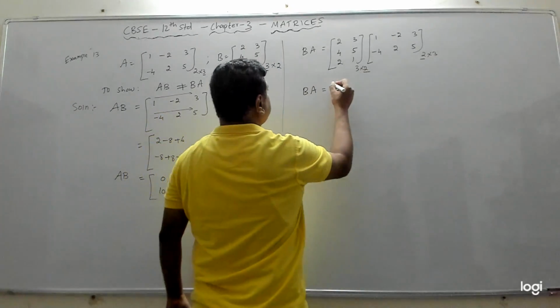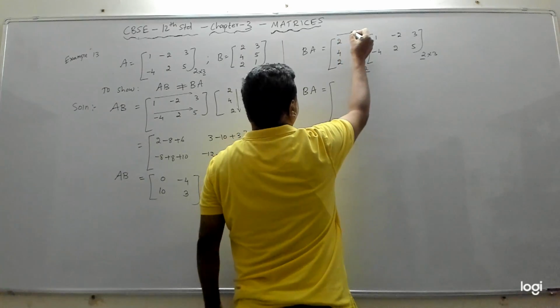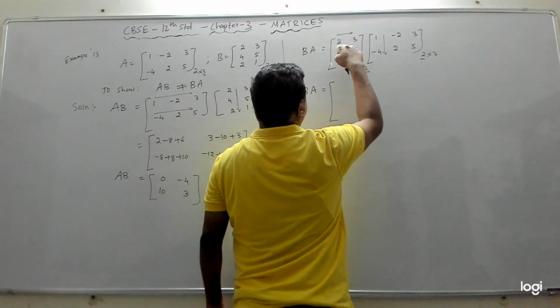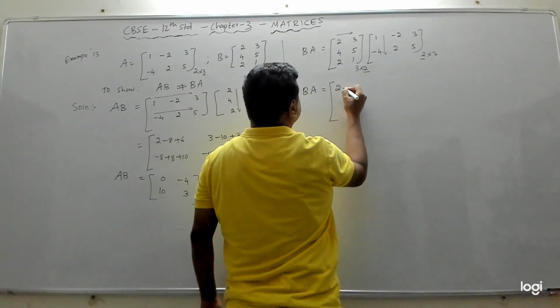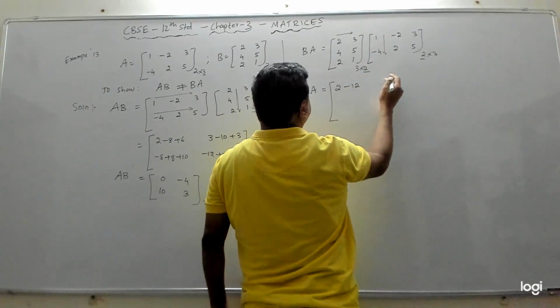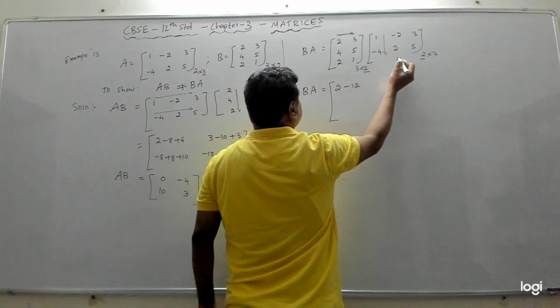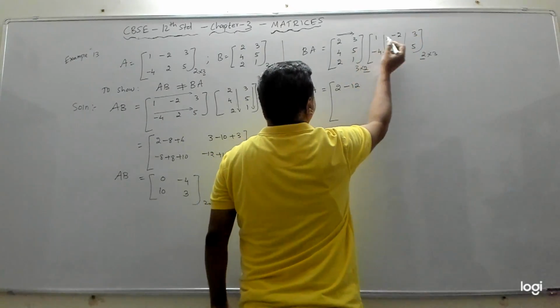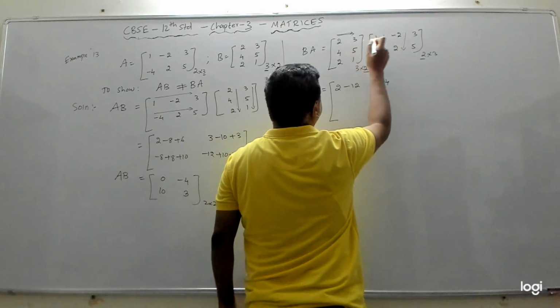Now how do we multiply? Again, first row with first column: 2 into 1 is 2, then 3 into minus 4 is minus 12. Then the second element, again first row with second column: 2 into minus 2 is minus 4, 3 into 2 is 6.